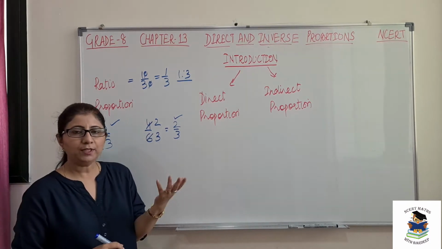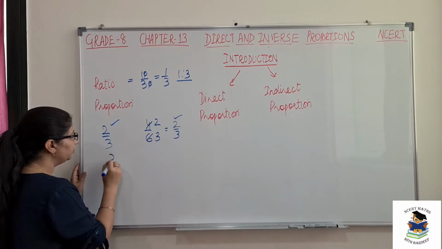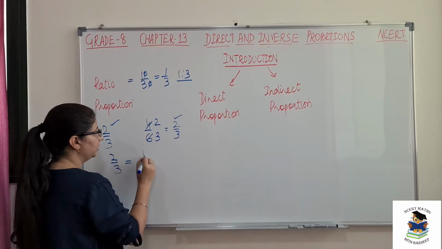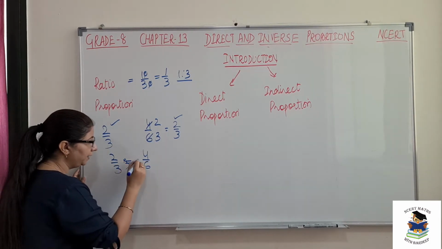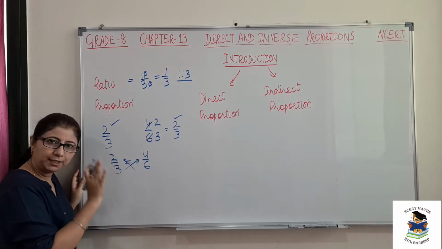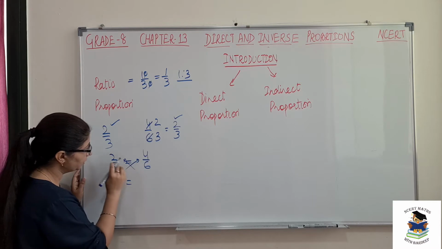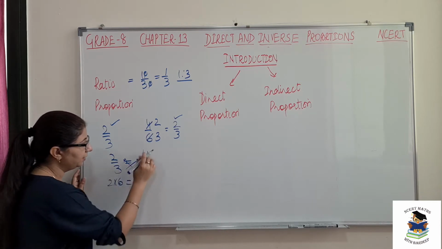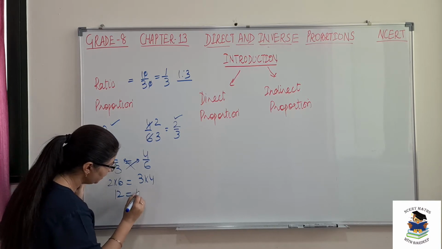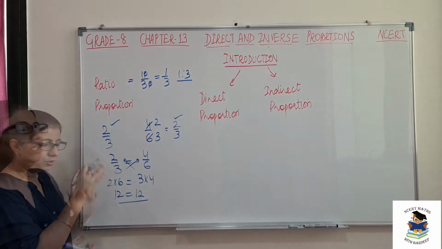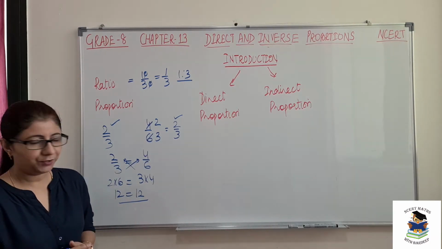But how to calculate whether the given ratios are in proportion or not? So what we will do is 2 by 3 should be equal to 4 by 6. You cross multiply them, and if the values are equal, then we can say the data is in proportion. So 2 into 6 on this side, 3 into 4 on this side. So 12 is equal to 12. Two ratios are said to be in proportion if they are equivalent ratios.